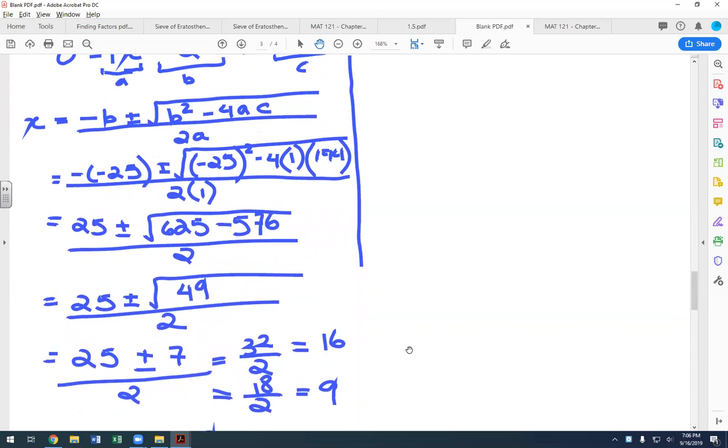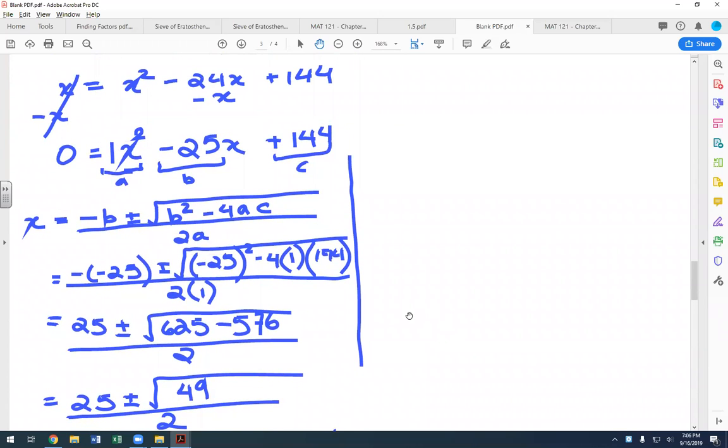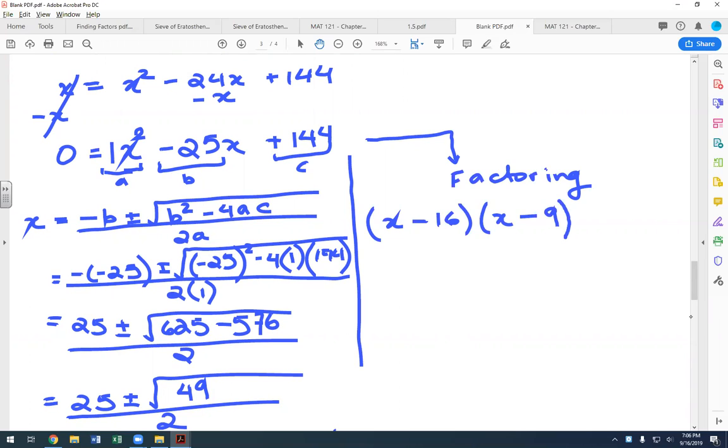Now, if you would have had to try factoring, because that's actually the route I would take, these would factor into x minus 16 and, of course, we know the answers at this point, x minus 9, because 16 times 9 negatives will end up giving us positive 144. When I add negative 16 with negative 9, I get negative 25. So again, I would end up getting 16 or 9 as my two solutions.